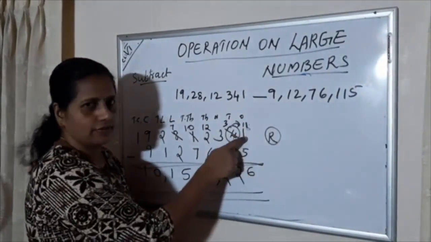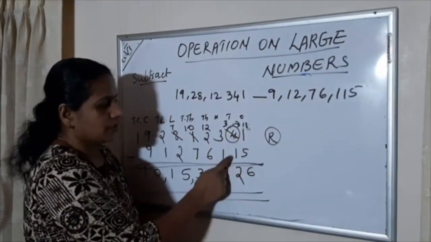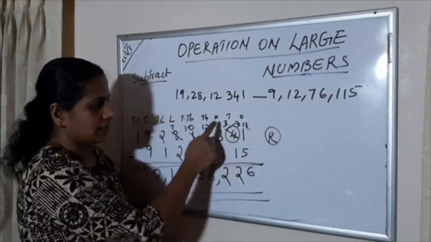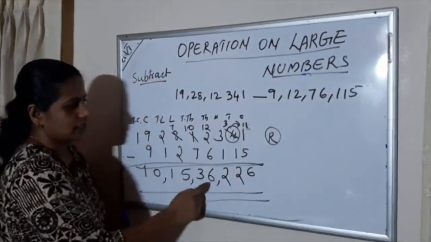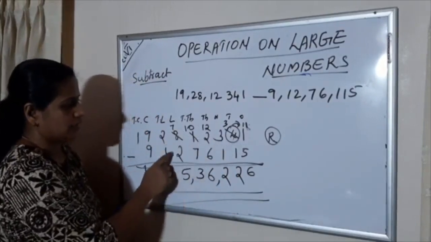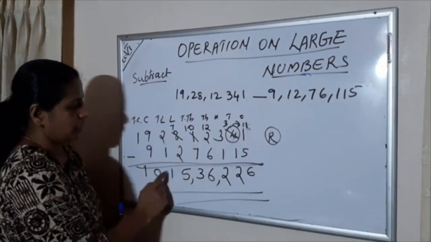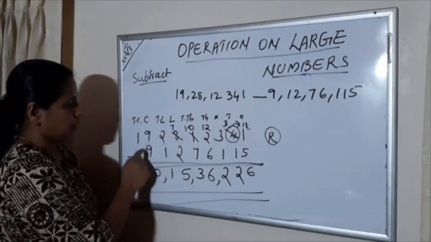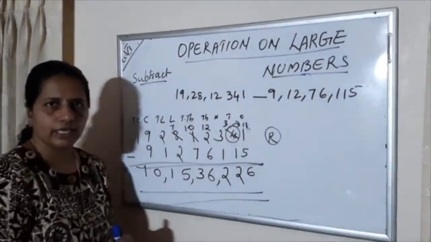6 plus 5, 11. 1 is here. 2 plus 1, 3. 3 is here. 2 plus 1, 3. 6 plus 6, 12. 7 plus 3, 10. 2 plus 5 plus 2, 7. 1 plus 1, 2. 0 plus 9, 9. 1. Okay.